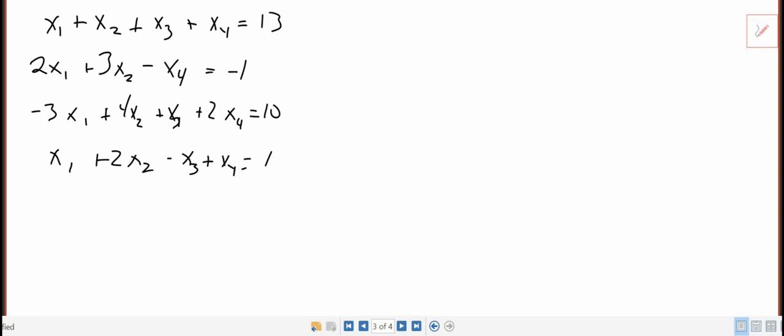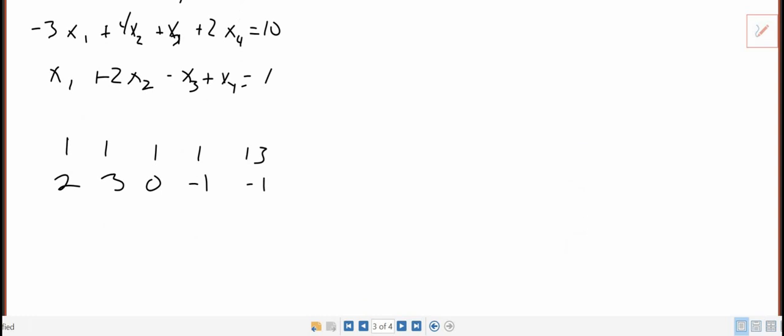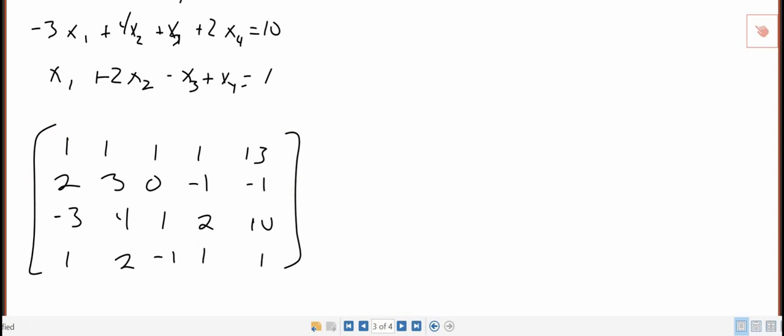All right, I want to solve that system of equations. So the first thing is to set up my matrix. We've got 1, 1, 1, 1, 13; 2, 3, negative 1. Be careful if they're missing zeros. That has a 0. Then negative 1, negative 1. Negative 3, 4, 1, 2, 10. 1, 2, negative 1, 1, 1. So there's my matrix.